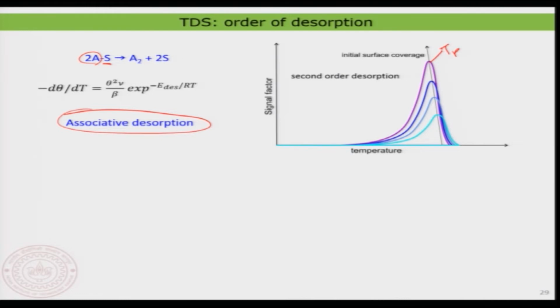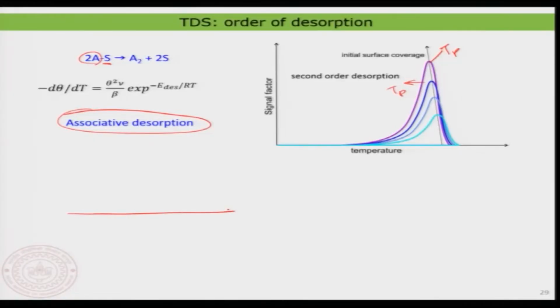that if the initial coverage is very high, then the desorption peak is basically going down in temperature. So, that means you would require a lower temperature to desorb a high density adsorbate surface. So, that is something interesting. So, why does that happen? That is something we can try to understand.